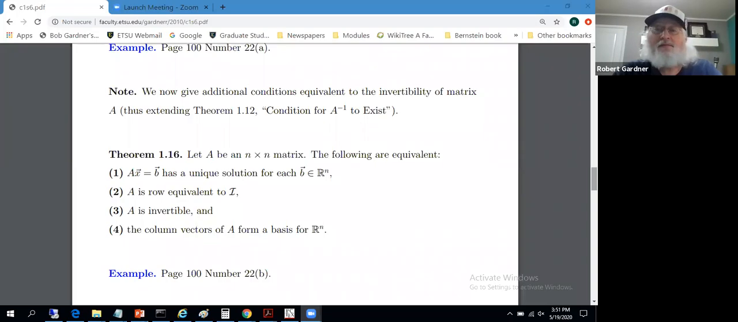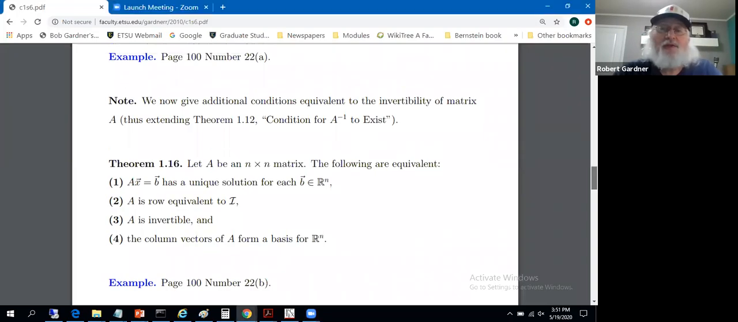All right, finishing up section 1.6. Okay, let's look at some conditions concerning the invertibility of a matrix A. Again, this ain't the last time either. Theorem 1.16 says, let A be a square n by n matrix.